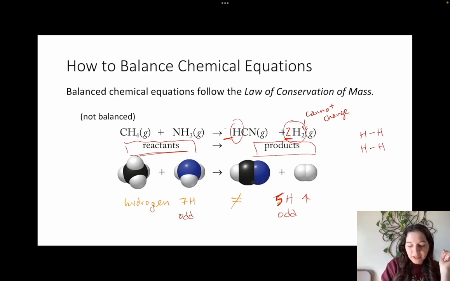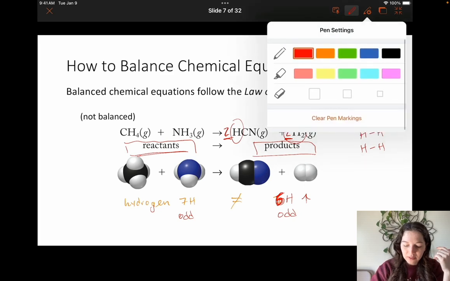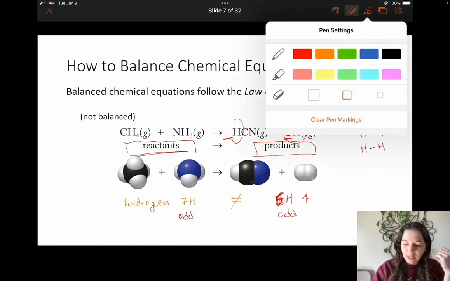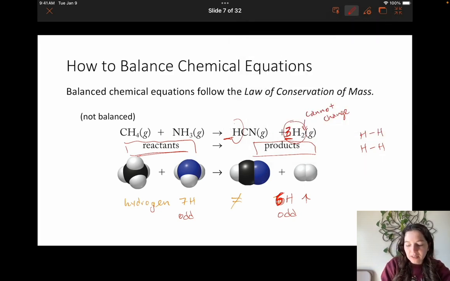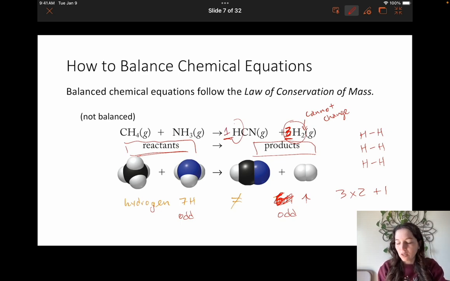If you decide to put a 2 here, that's only going to increase our hydrogen count by 1. That put us at 6. So that's probably not a good move. I would undo that. And instead, just continue to increase this hydrogen over here because we need to keep going up by 2. So that means we're going to have another hydrogen molecule. And then that puts us at 3 times 2 plus 1. This is the 1 right here, which gives us 7. Okay, so now we're balanced.